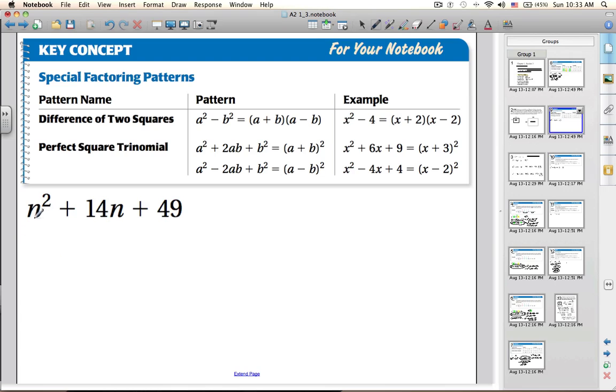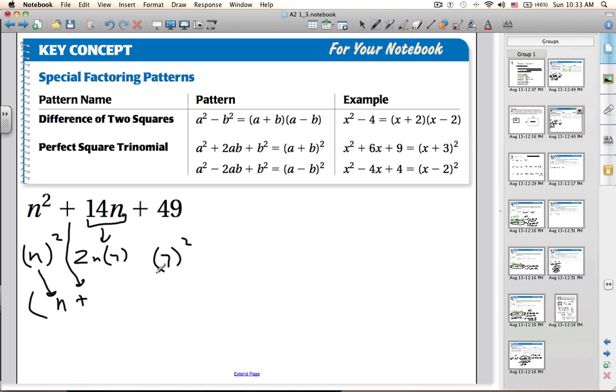So here I'm looking, is this guy a perfect square? Yeah, n squared is the quantity n squared. 49, that's 7 squared. So now we check the middle term. Is this 2 times n times 7? 2 times n times 7 is 14n. Yeah, that works. So now I'm going to pull this term, the n. I'm going to pull this sign, the plus, and I'm going to pull this number, the 7, squared.